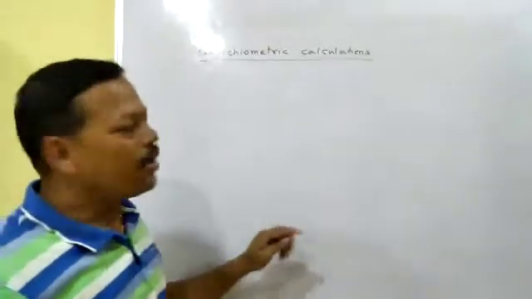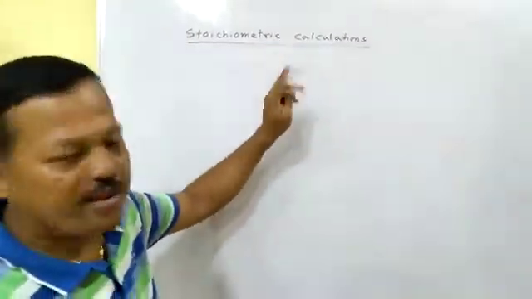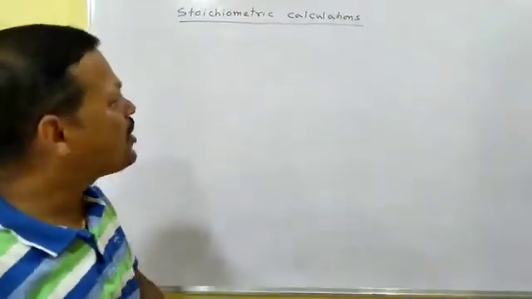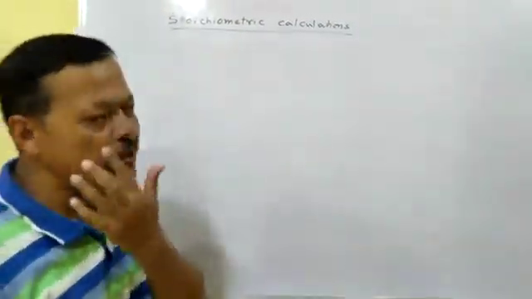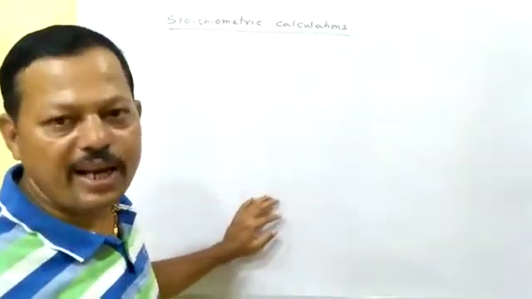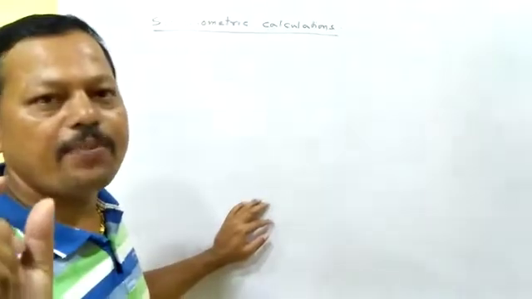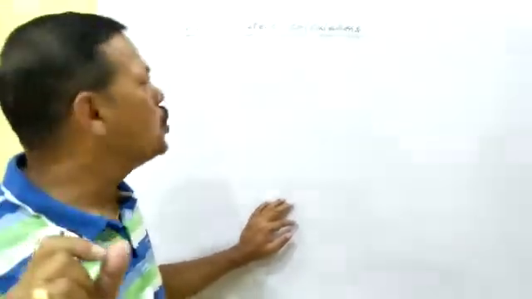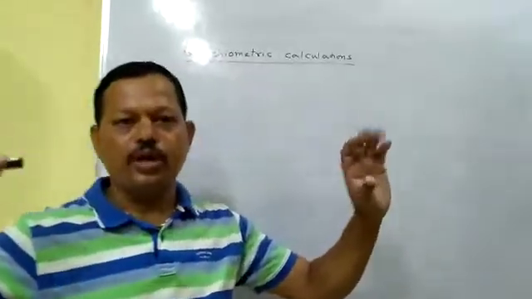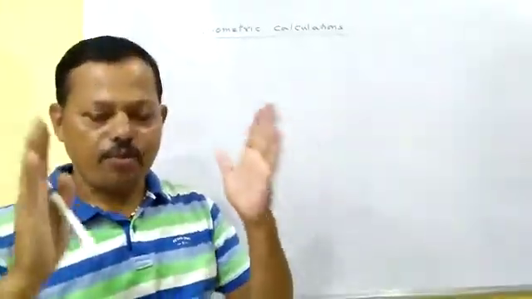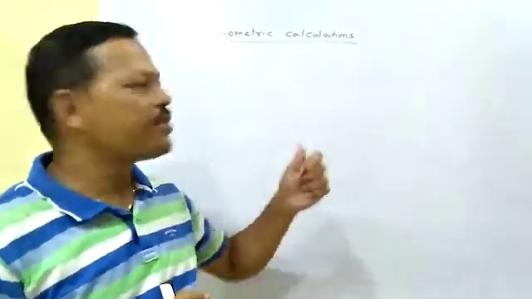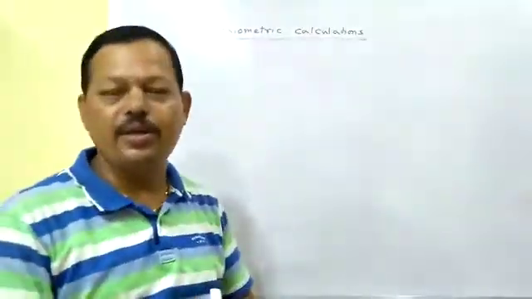Good morning, students. This is one new topic from your first chapter, which is called Stoichiometric Calculations. Actually, you have to do some calculations, and these calculations are called Stoichiometric Calculations. So, first I'll tell you what Stoichiometric Calculation is. This type of calculation you have to do from a chemical reaction. A reaction will be supplied to you, and from that reaction you will get some information, and from that information you can do the stoichiometric calculations.